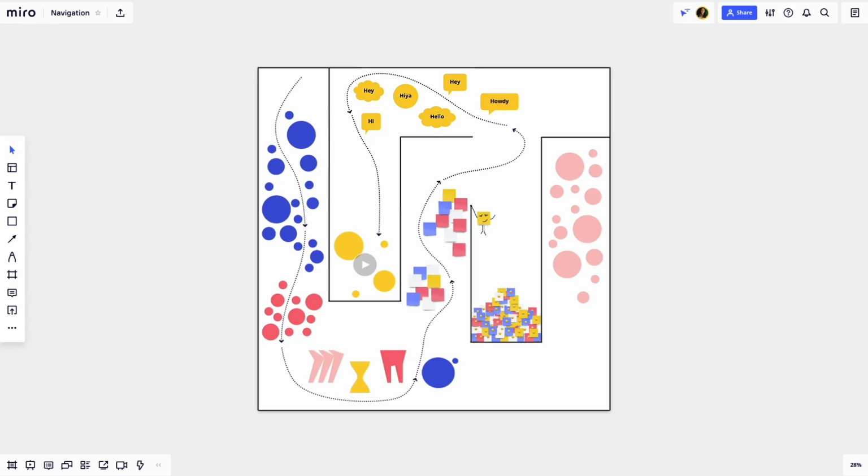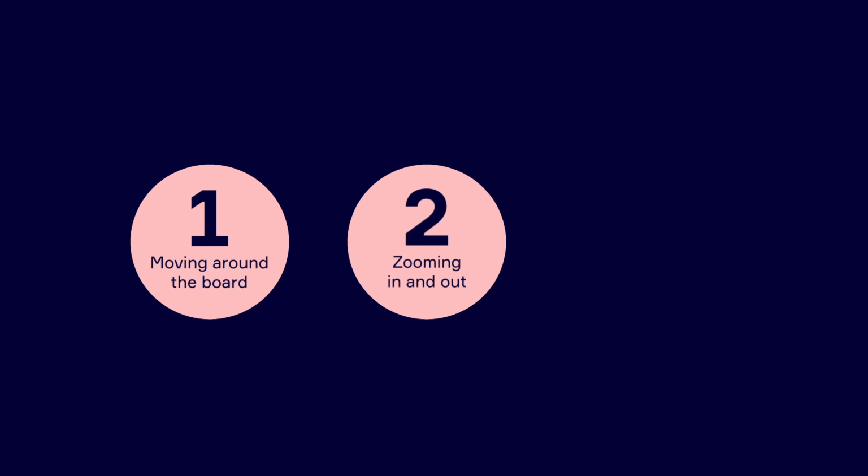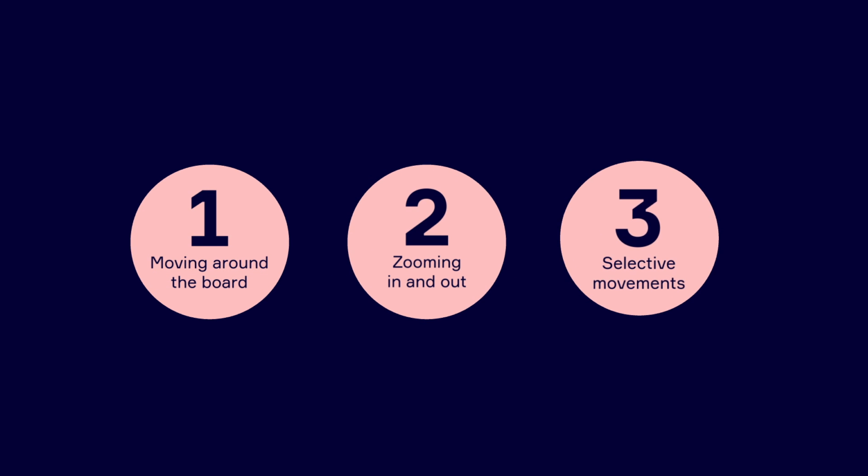Miro has boards, and boards can be used for serious things like brainstorming, planning, or diagramming. But we can also have some fun. In this video, we'll use Miro to complete this maze. And along the way, we'll cover moving around the board, zooming in and out, and how to only move things you want to. The first thing to know is that Miro's boards are infinite.